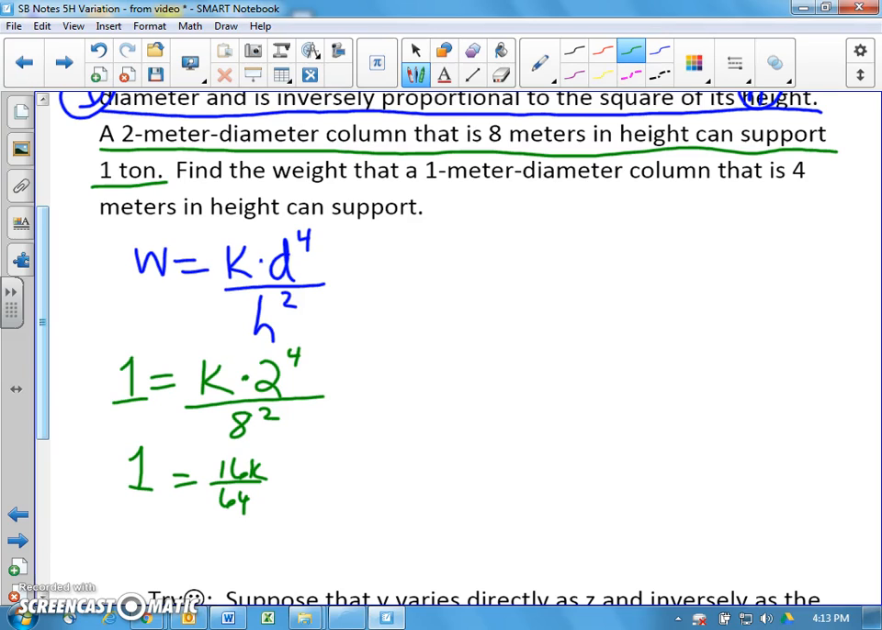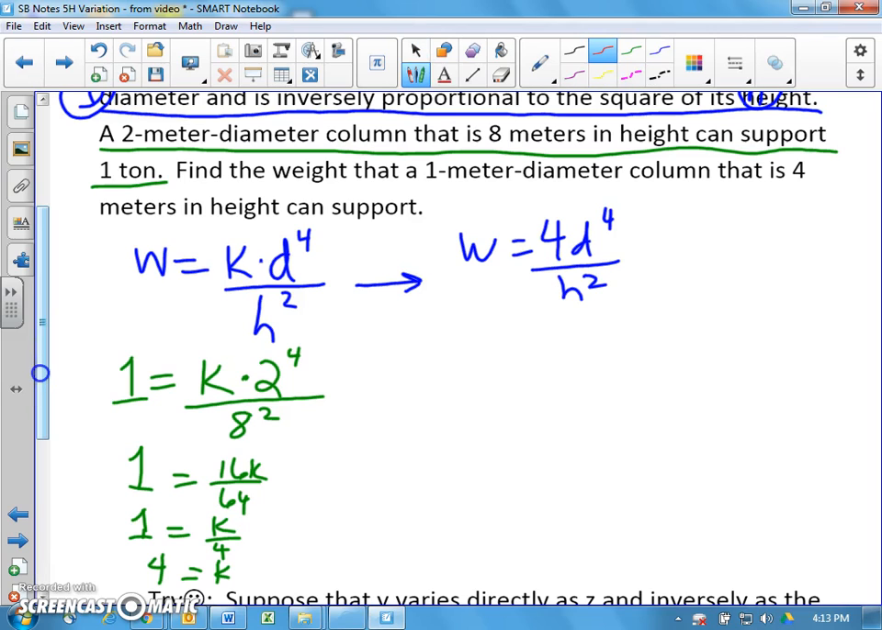So I can go ahead and reduce that fraction. I think that's going to make it easier. They're both divisible by 16, so that would be 1/4, or just K over 4. So then we can see very easily that K would be 4. All right, so let's reset our equation now. Now that we know K, that makes our equation look like this.